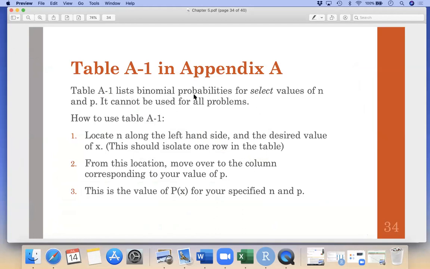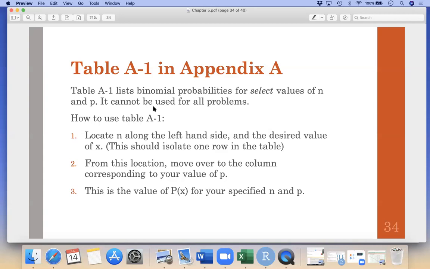Here the thing is, Table A1 lists binomial probabilities for selected values of n and p. That means if we have some selected n and p values, we can find the specific probability value. You don't need to use the binomial probability formula. Just use the table and pick the corresponding probability value. That is your final answer.